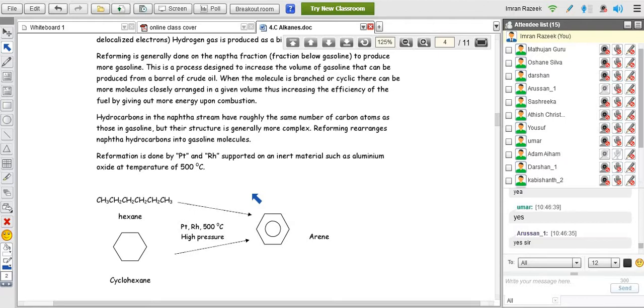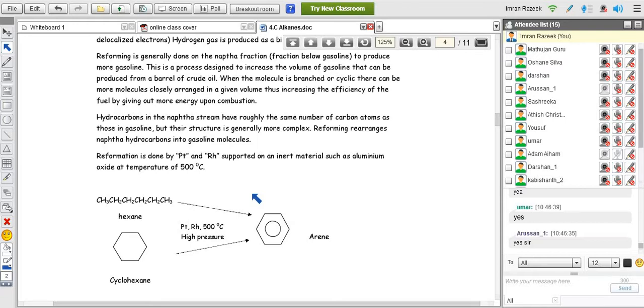Hydrocarbons in the naphtha stream have roughly the same number of carbon atoms as those in gasoline. Between naphtha and gasoline there is very little difference in the number of carbon atoms, but the structure is generally more complex. Reforming rearranges hydrocarbons into gasoline. So if you count the number of carbon atoms in the gasoline fraction and the naphtha fraction, it is almost the same. The only difference is the naphtha fraction has more complex molecules than the gasoline fraction, even though both contain the same number of carbon atoms.